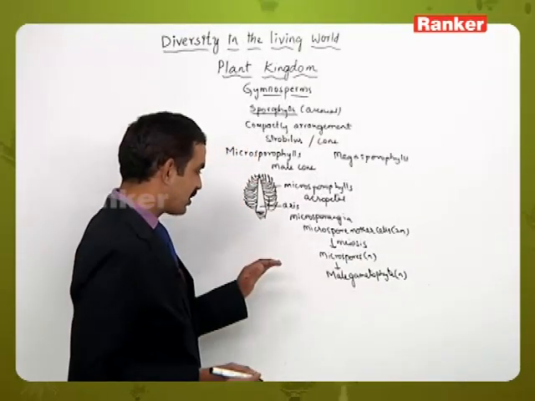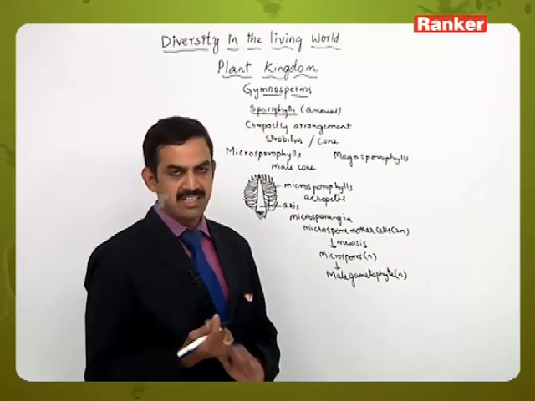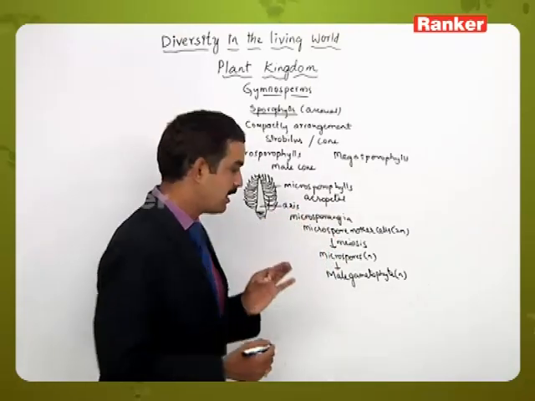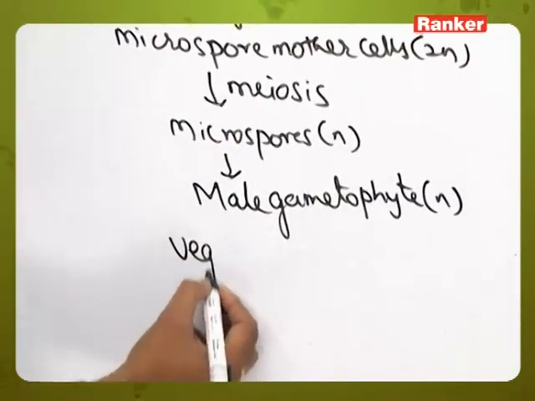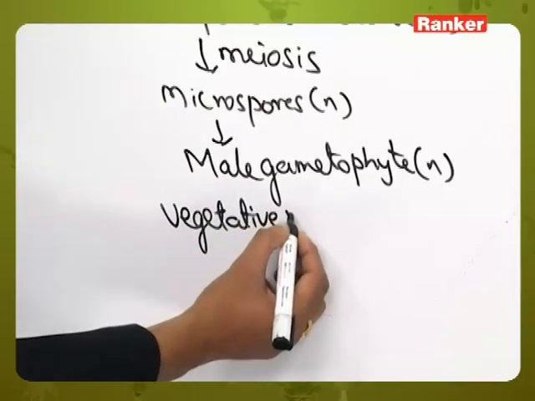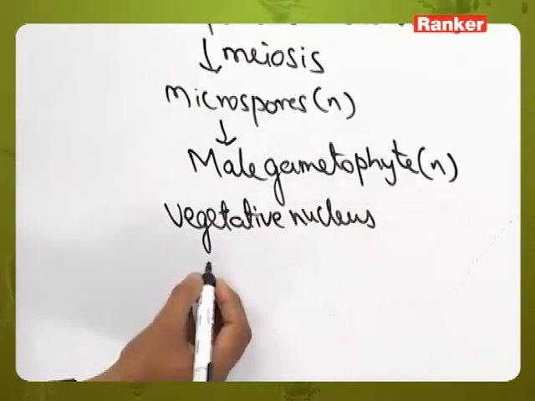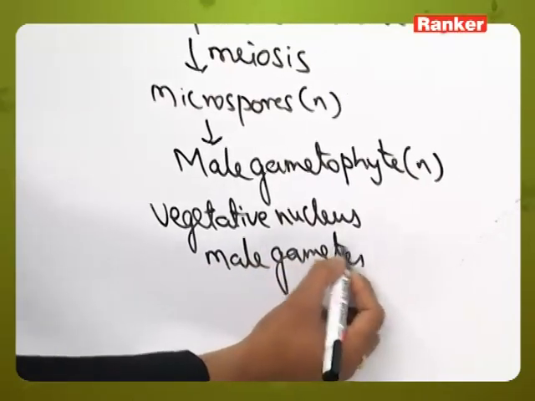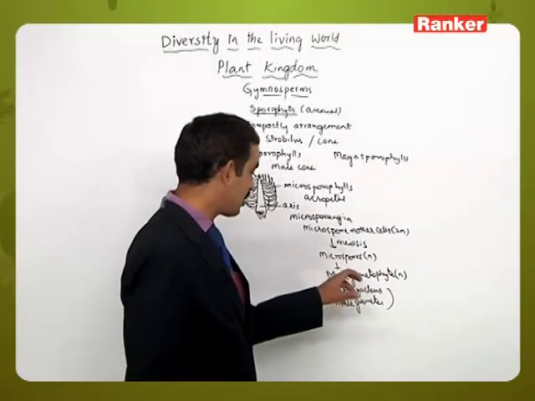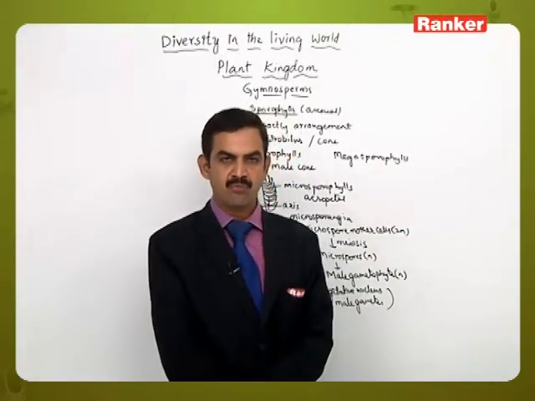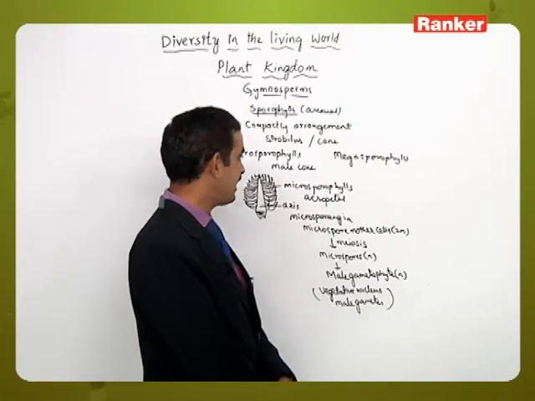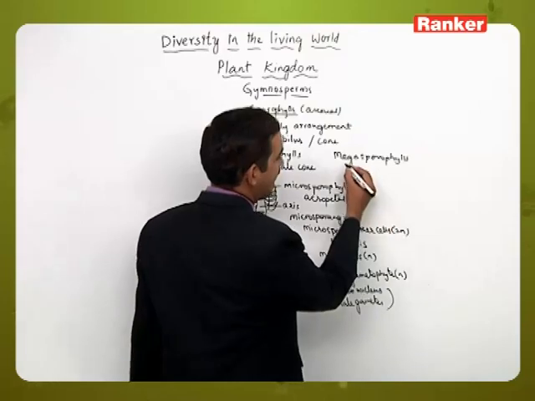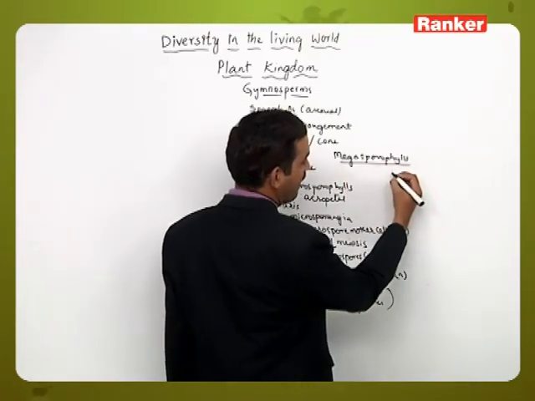Here the male gametophyte does not have any plant organization like that of the sporophyte plant body, but it is represented by a few cells. Particularly, they have the vegetative nucleus and the generative nucleus. That generative nucleus will be converted into male gametes. So these are the few gamete cells present inside the male gametophyte, which is formed inside the microsporangium.